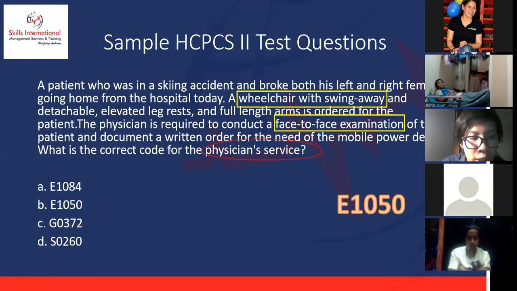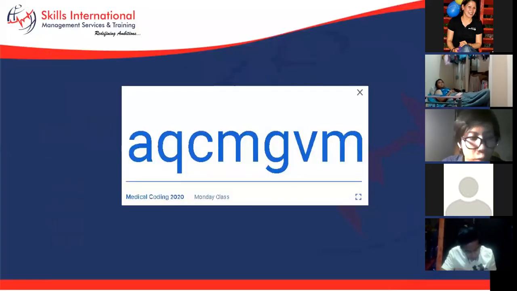Okay, so I'll need you to copy the code. Please register, download Google Classroom. You can have it on your laptop, on your tablet, or even your mobile phones. So this is the code that you need to input to attend the class. The name of the class is Medical Coding Monday class. You just need to input the code for this. And please, on your account, have your first name and your last name, so I can easily identify you.